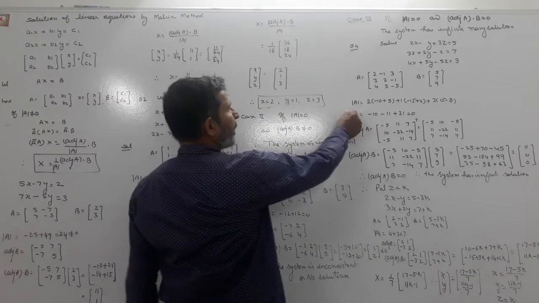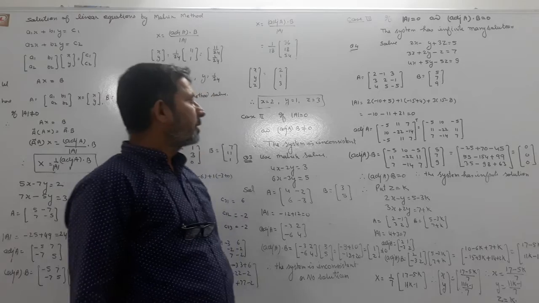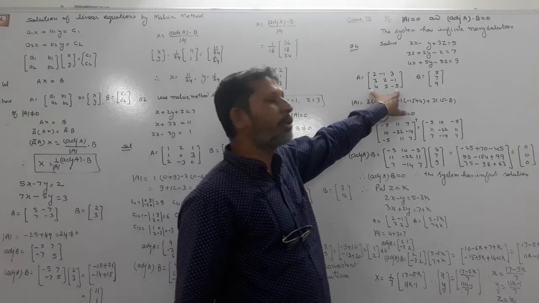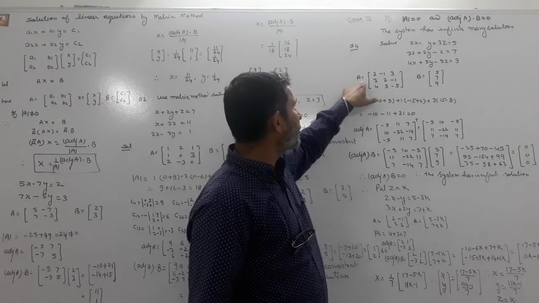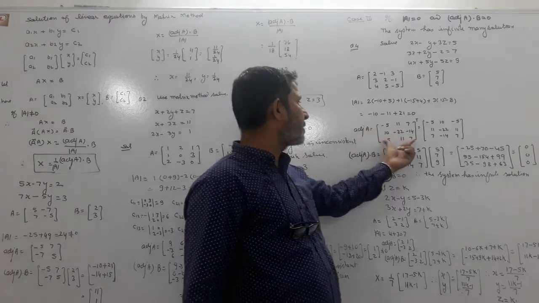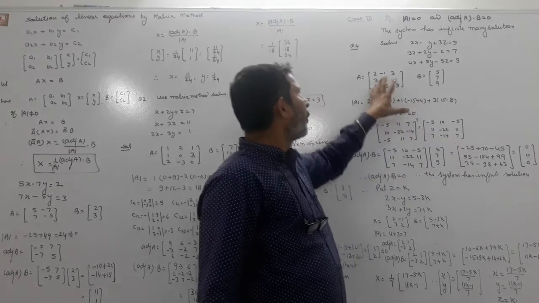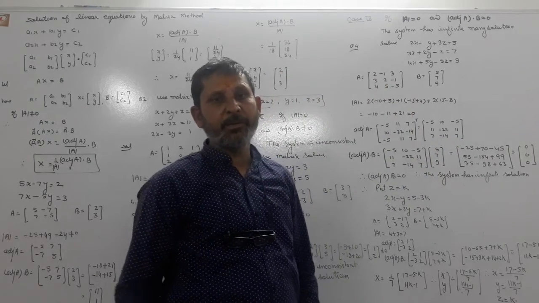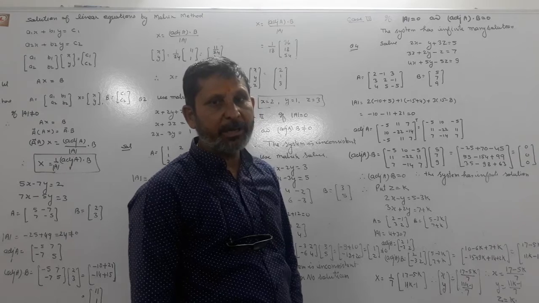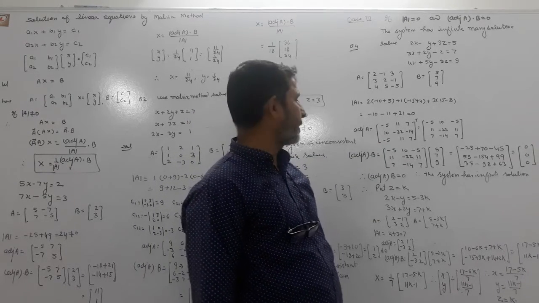So first we find the determinant of A. Simplify it, that is 0. Second, we find the adjoint of A. For the adjoint of A, in the same way we find the cofactors. Then the adjoint of A is this, transpose of this. How can we find the adjoint? First we find the cofactor of each element, then the transpose of the matrix of the cofactors.